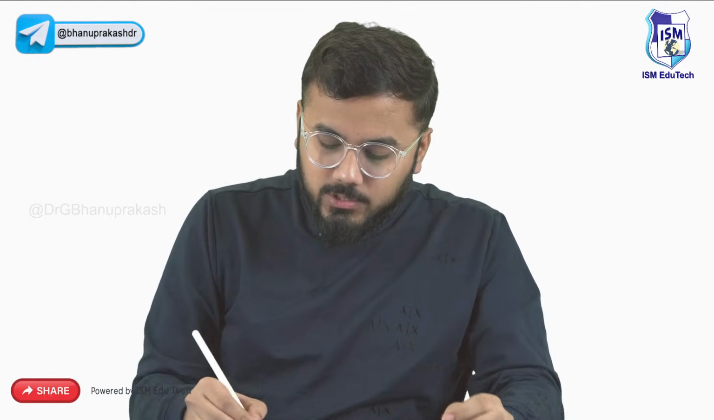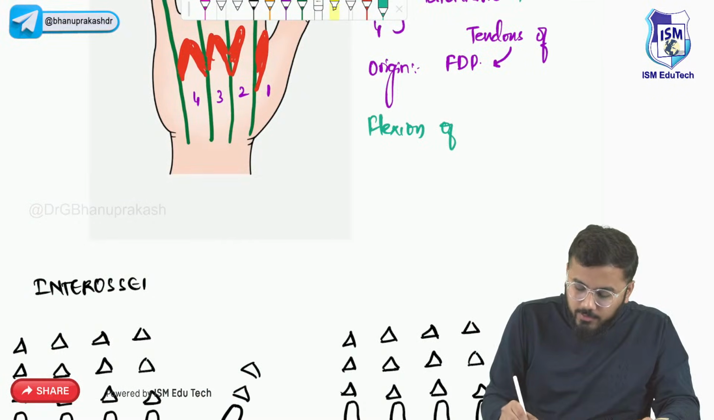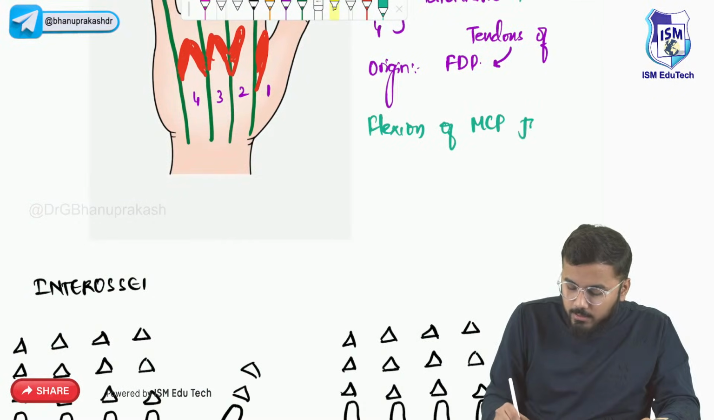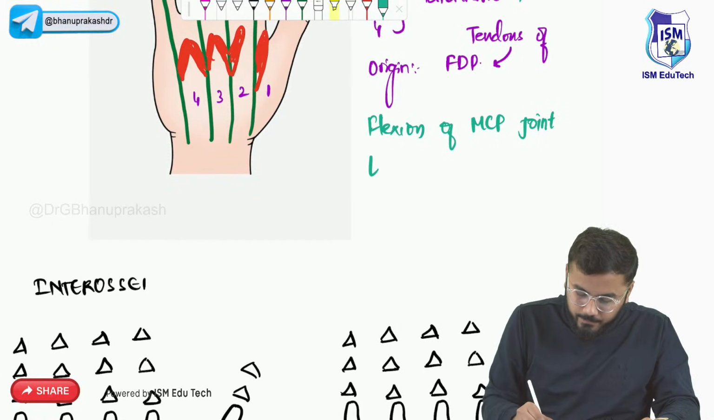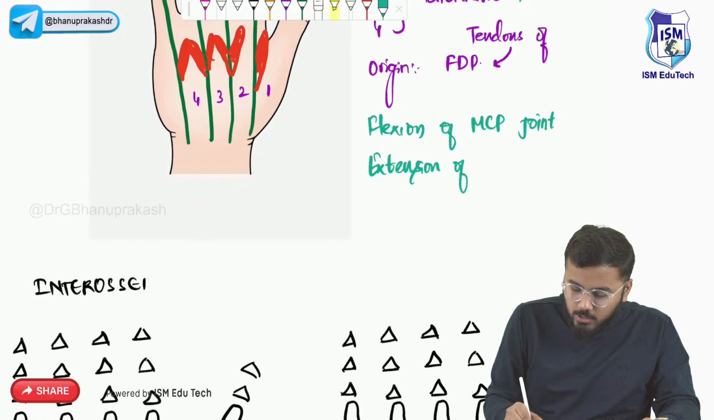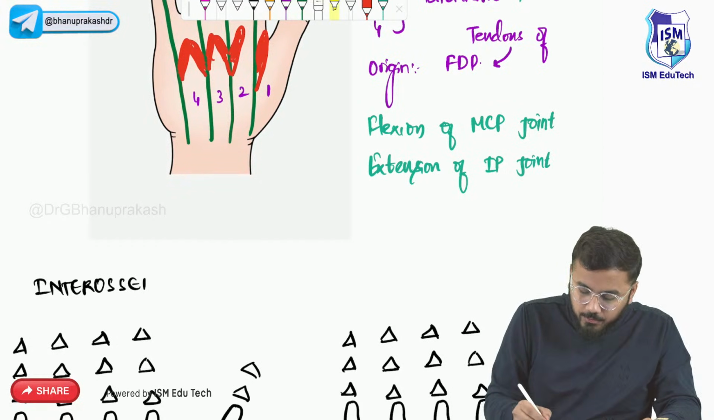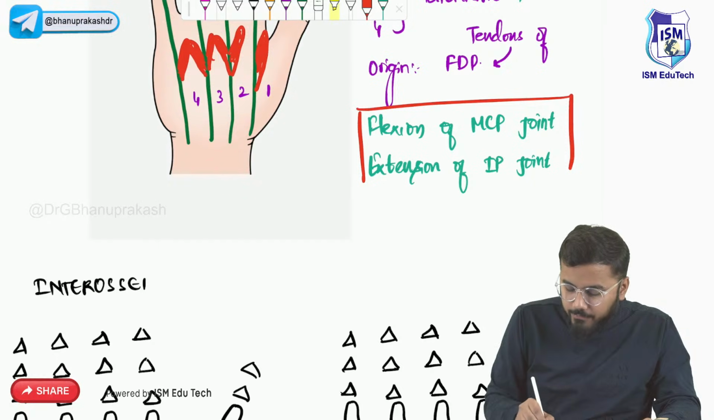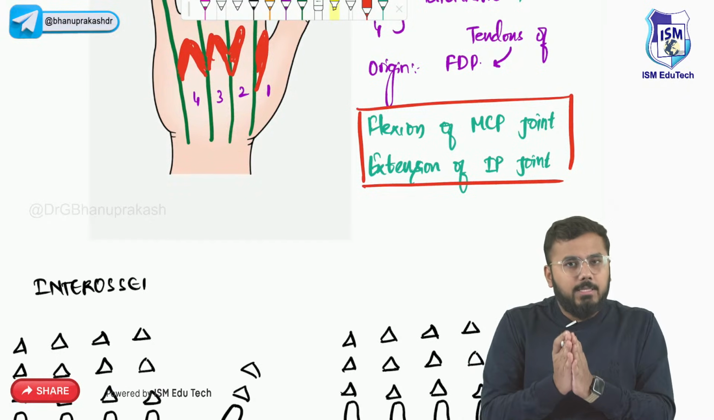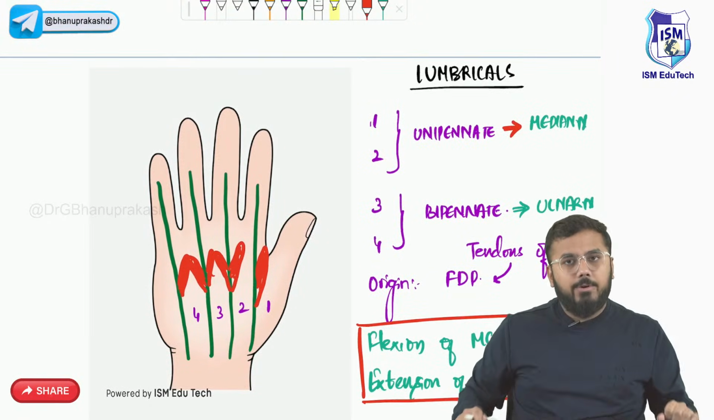So the lumbricales function is flexion of MCP joint and extension of interphalangeal joint. Flexion of metacarpophalangeal and extension of interphalangeal joint. So these are the basic functions of your lumbricales.